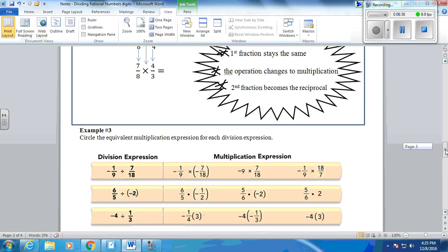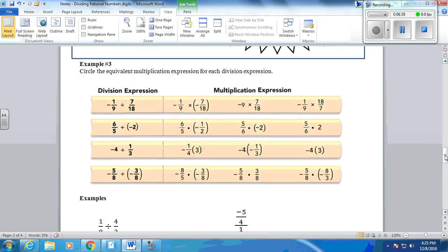Number 3 says to circle the equivalent multiplication expression for each division expression. So they are now giving you a division expression and asking you to rewrite it as the multiplication expression. Again, we will do the first one together, or you'll just watch me do this. So negative 1/9 divided by 7/18.